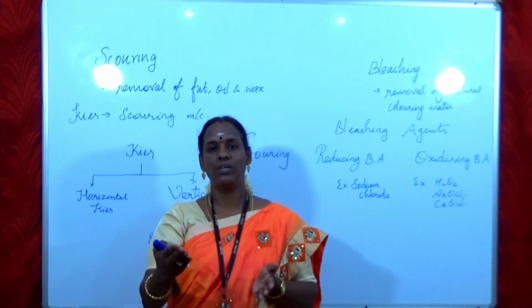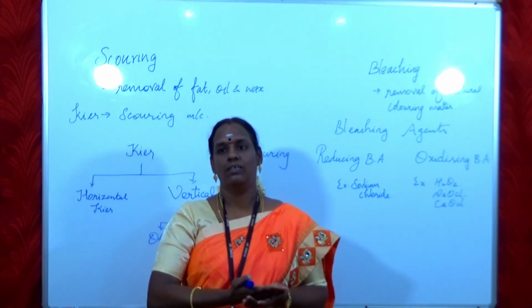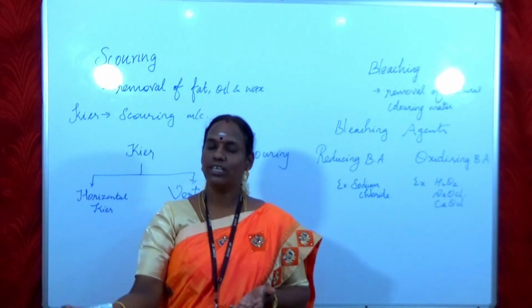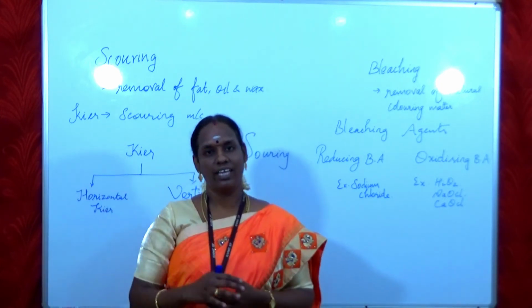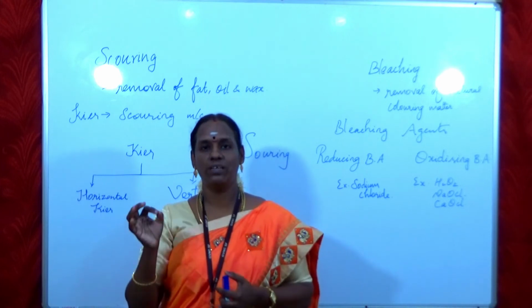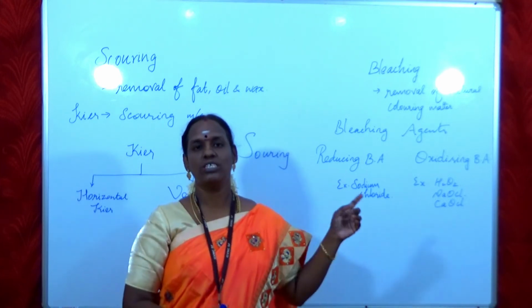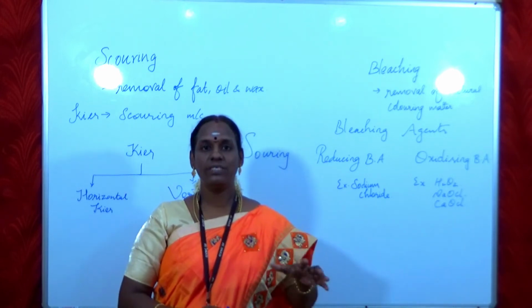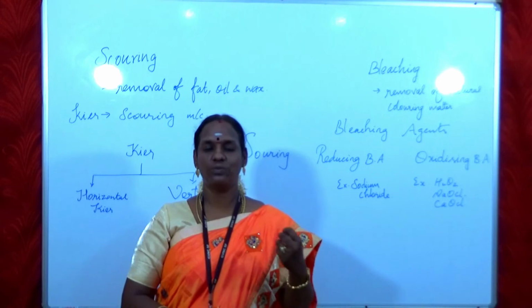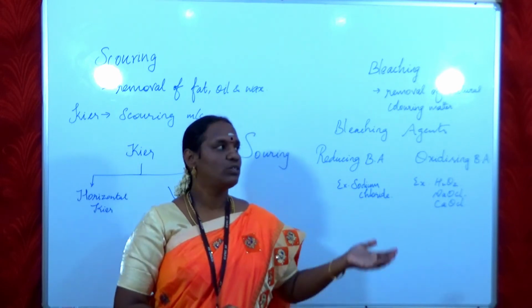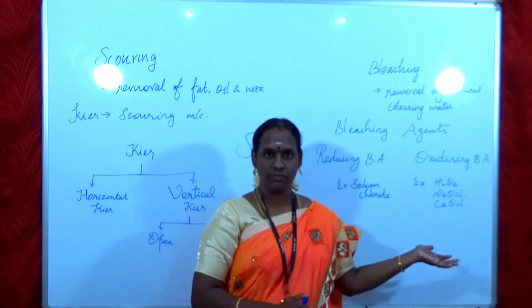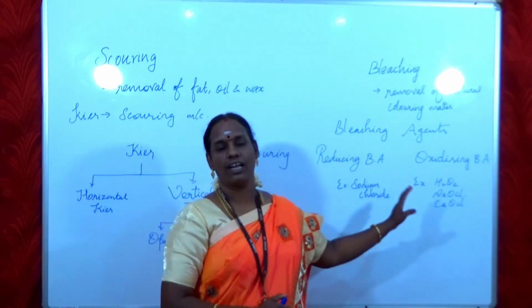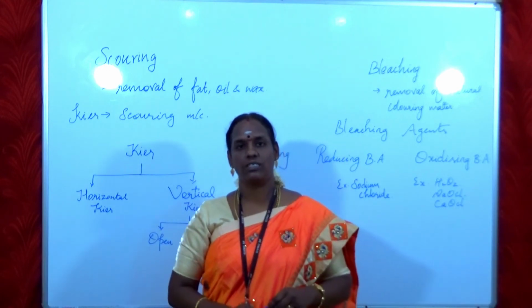If we take the fabric as a half white, it can be converted to a colored material through the dyeing process. If we need a pure white material for our end use, then bleaching is very, very important. And also the bleaching helps to remove the natural yellowish matter present in the cotton fabric. So for that bleaching, we are using some chemicals. So there are two types of bleaching agents. One is reducing bleaching agent, and another one is oxidizing bleaching agent.